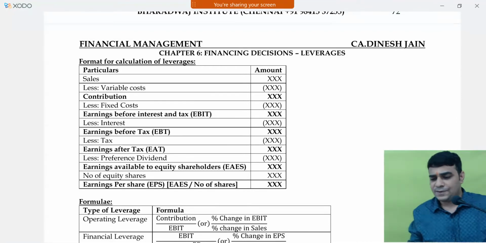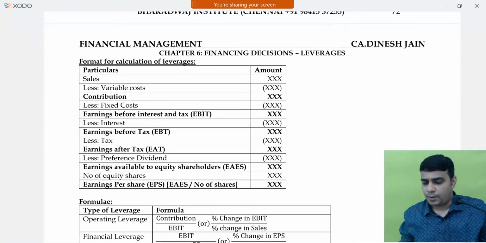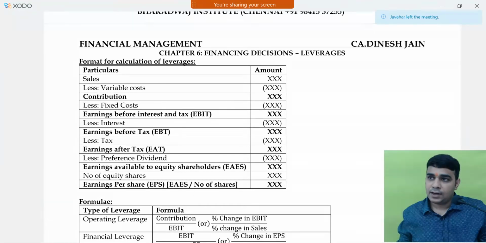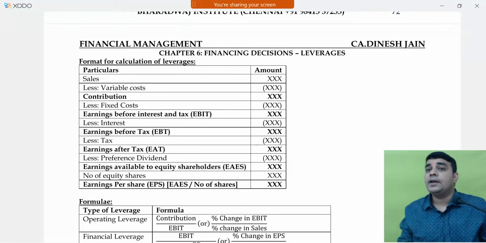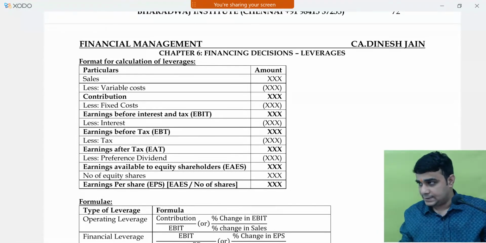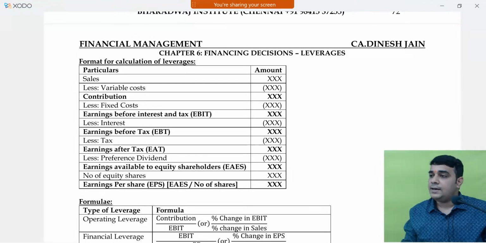Now let's first listen for some time and then we start solving problems. When it comes to leverages, there are 3 types of leverages. One is your operating leverage, second is your financial leverage, third is your combined leverage. What leverage basically says is the reward which an organization gets comes in the form of profit after tax or earnings per share.